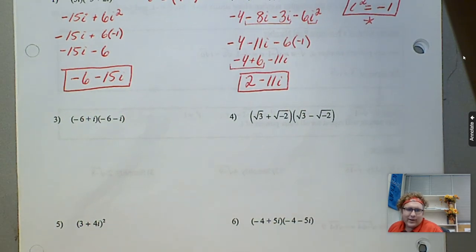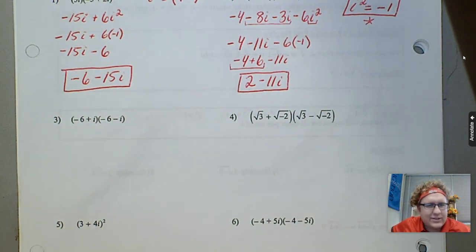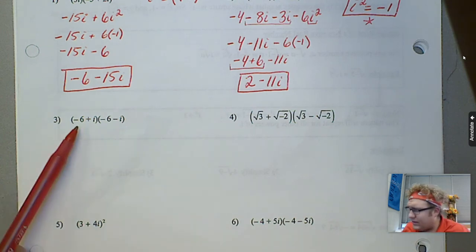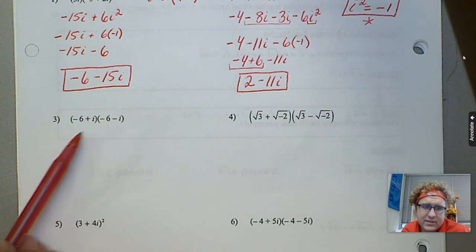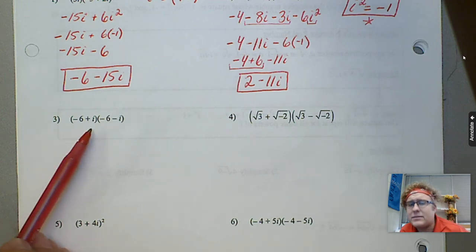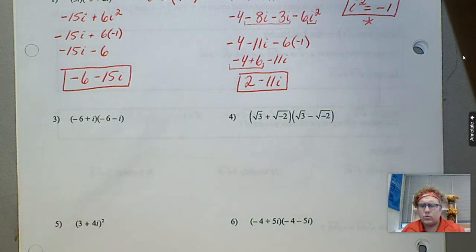So number 3, let's just take a quick look at this first. You can see that these are very similar expressions: -6 plus i, -6 minus i. So this is not squaring because they're not identical expressions. But let's check out and see if something weird might happen because of this structure. Hint, hint, something weird is going to happen.